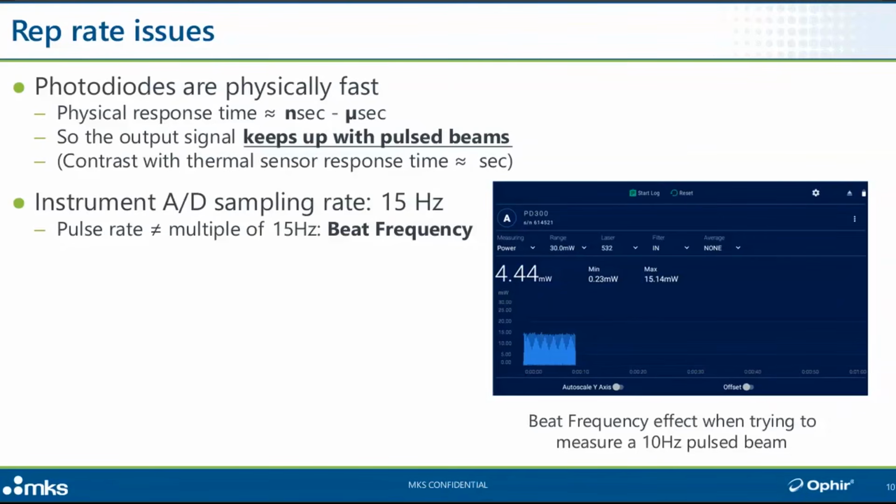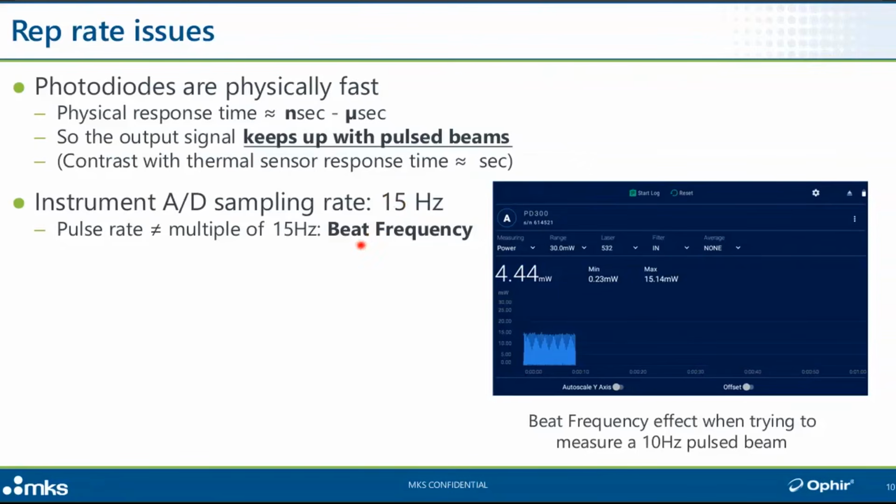Because we're talking about power measurement, the sampling rate for the input A to D is typically, well, at Ophir we use 15 hertz. Another manufacturer I know uses 20. That's the order of magnitude. So let's consider two possibilities. First possibility is where the pulse rate is not an exact whole number multiple of that sampling rate of the input. Maybe let's say 10 hertz pulse repetition rate, and we're sampling that signal at 15 hertz.